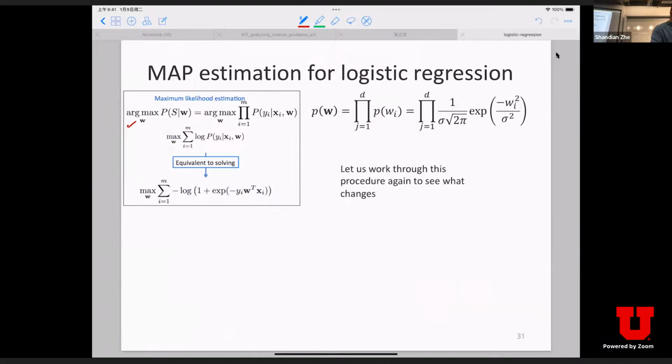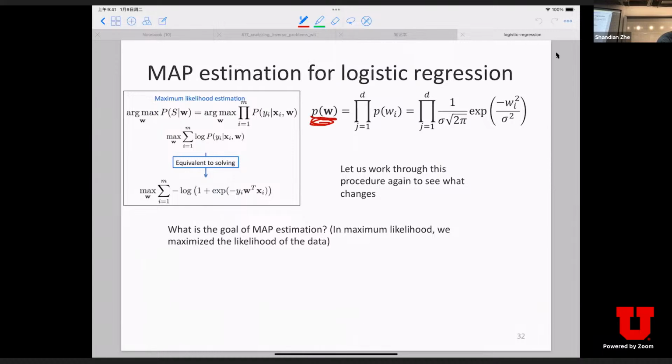So why is this called maximum a posteriori estimation? Because we add this additional prior. Then we combine this prior distribution with our likelihood, which is here. Remember, in maximum likelihood estimation, we only maximize the likelihood. But here we're going to maximize the prior multiplied with the likelihood.